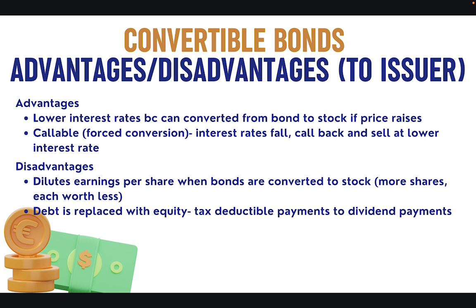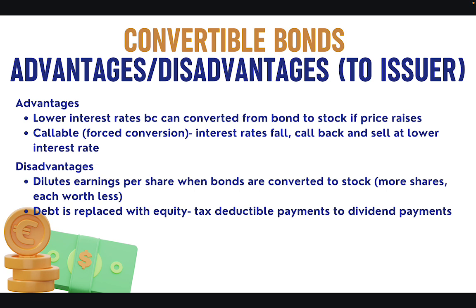There are advantages and disadvantages to the issuer of convertible bonds. So let's think about this. We have the issuer, the person who's actually selling the corporate bond. Let's think of the convertible corporate bond and the advantages and how this would make sense. The lower the interest rates are, the more of an advantage it is for an issuer, because these can be converted from bond to stock if the price rises. Okay?